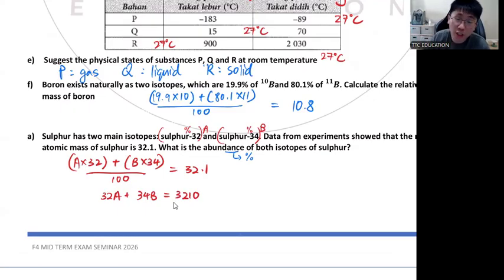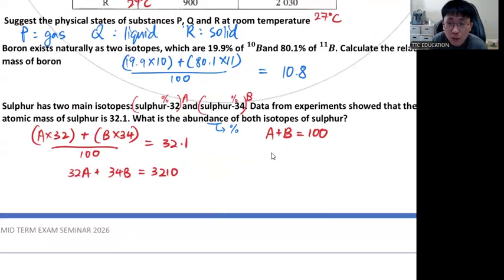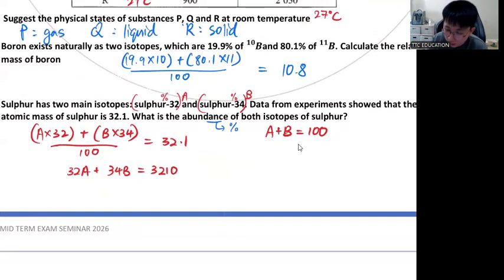By your maths logic, if you want to find two unknowns, you need two equations so you can do simultaneous equations. So the other relationship between A and B is what? A is a percentage, B is also a percentage, so the total percentage is equal to 100. So A plus B equals 100. If I throw my B over, A equals 100 minus B.